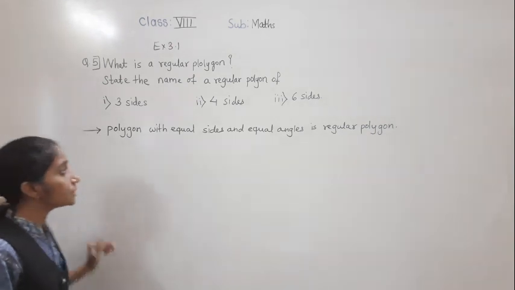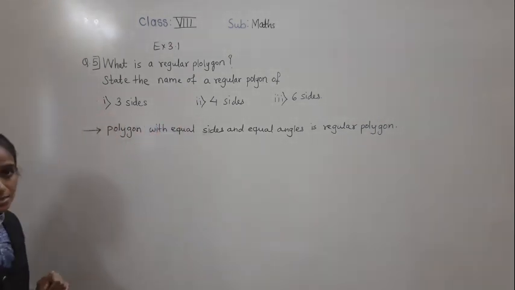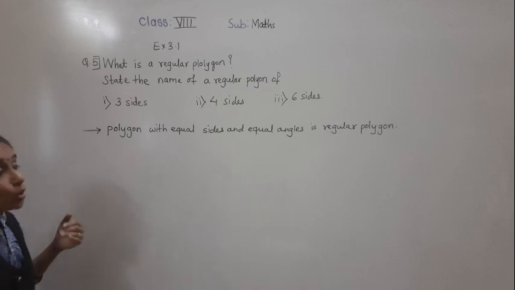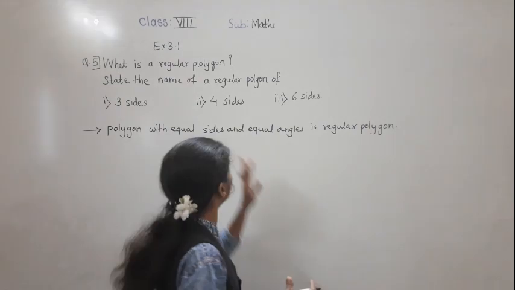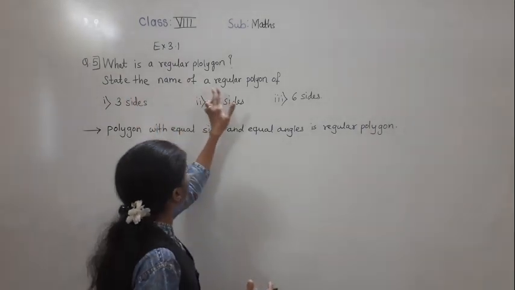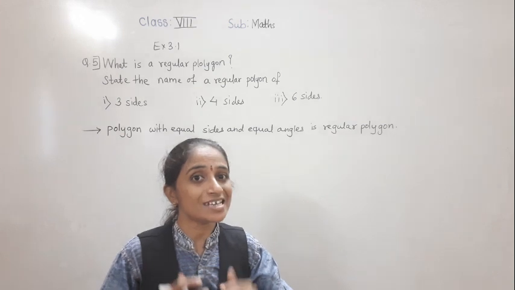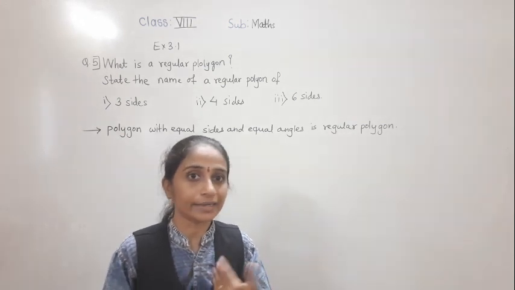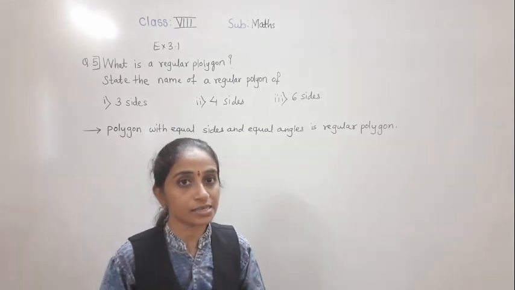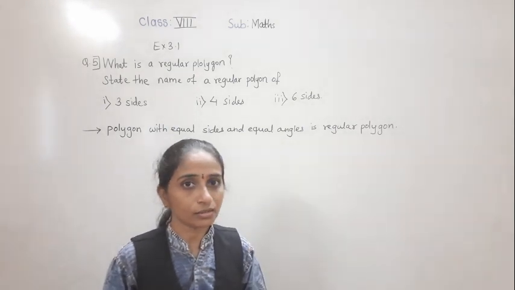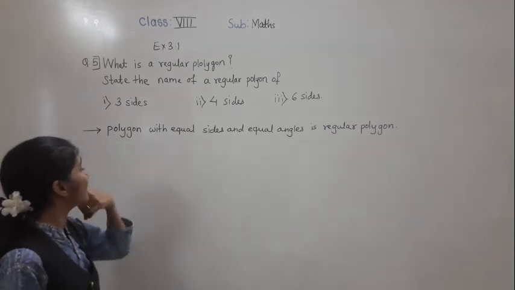Now after that, the question asks: state the name of the regular polygon of 3 sides. So which polygon has 3 sides? The regular polygon of 3 sides is the equilateral triangle. Yes, the regular polygon of 3 sides is the equilateral triangle.